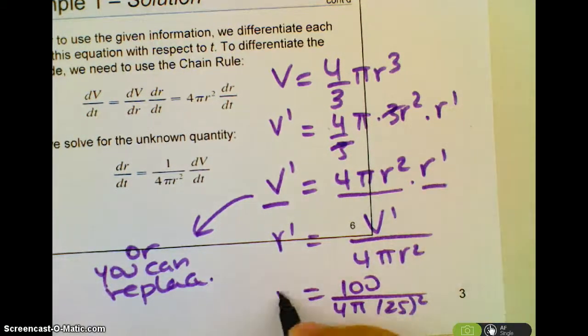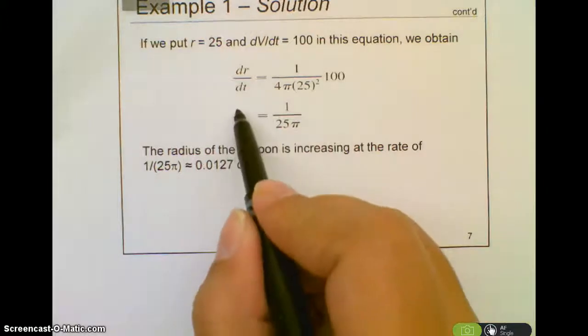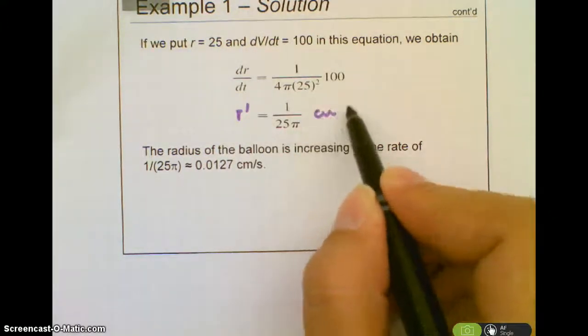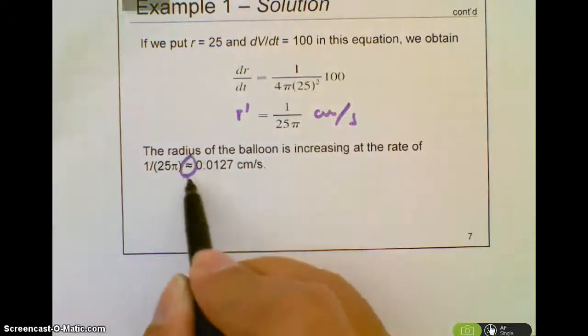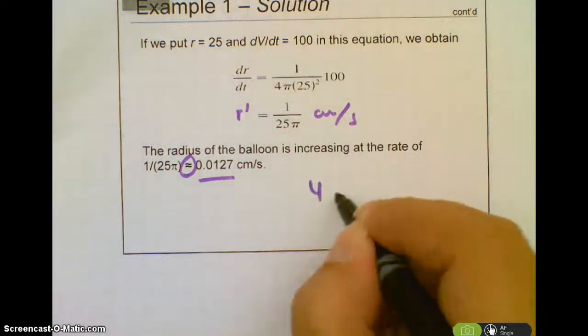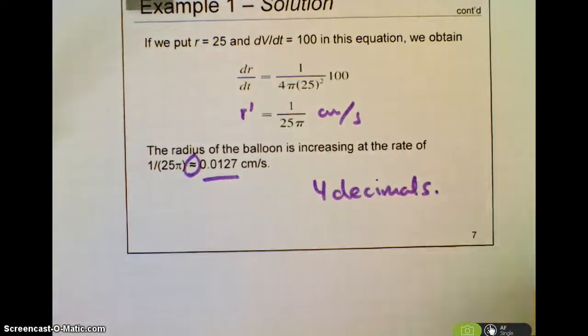So exactly, that's how fast the radius is changing, and the units will be centimeters per second because the radius is in centimeters, and r prime will be centimeters per second. So exactly, r prime is this much, or dr over dt, and the units will be centimeters per second, or approximately this many decimals. How many decimals should you include? Let's keep it at 4 decimals because you may have to use this information for something else.